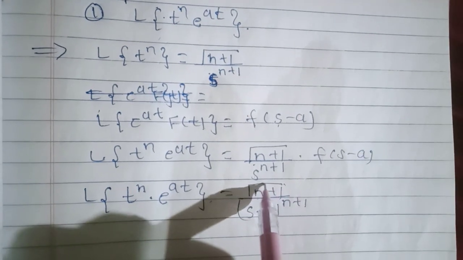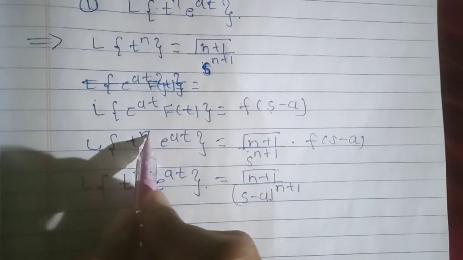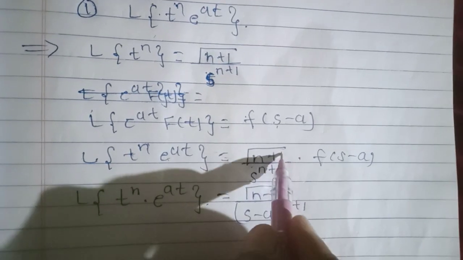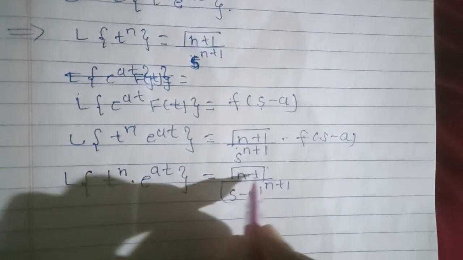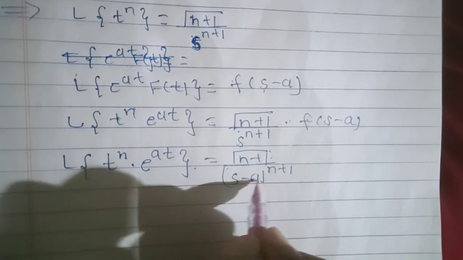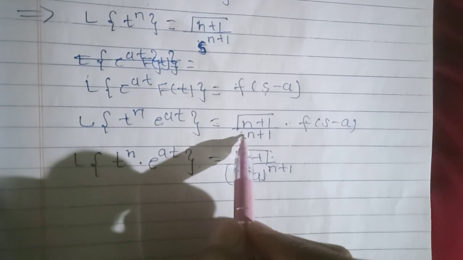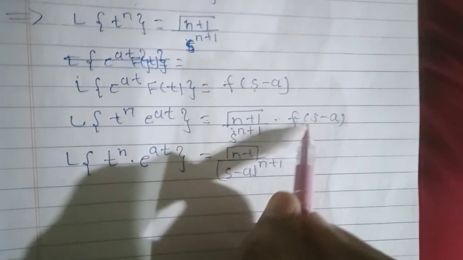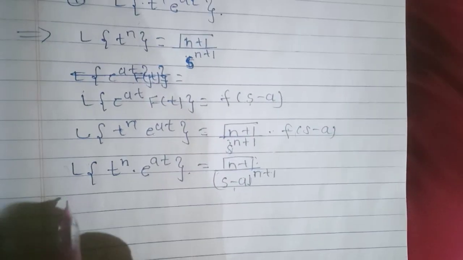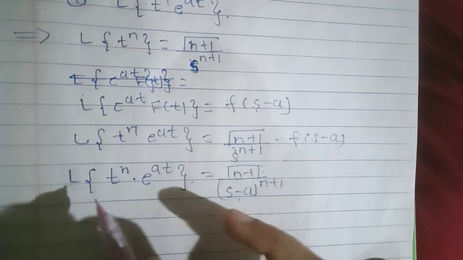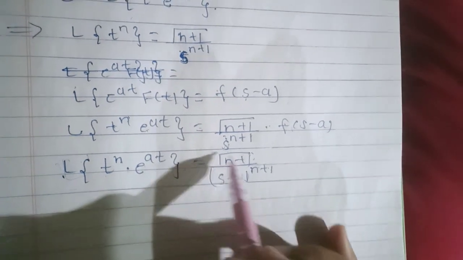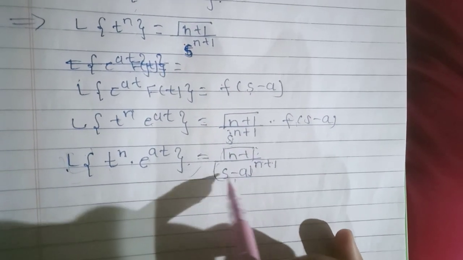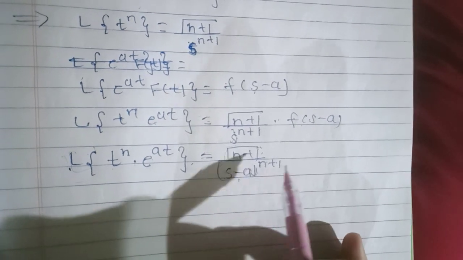The Laplace transform of t raised to n e raised to at is equal to gamma of n plus 1 divided by s raised to n plus 1, into f of s minus a. So it is gamma of n plus 1 divided by (s minus a) raised to n plus 1, here is s and here is f of s. Then we find the solution: the Laplace transform of t raised to n into e raised to at is equal to gamma of n plus 1 divided by (s minus a) raised to n plus 1.